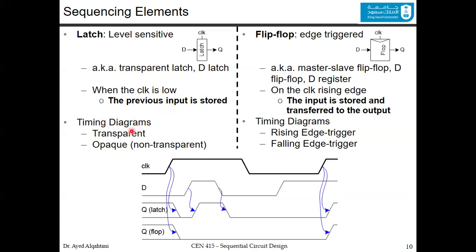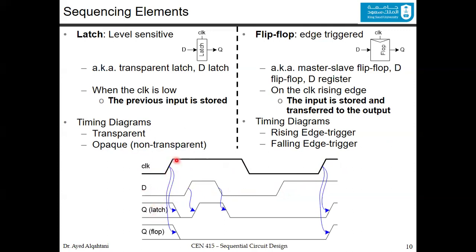In the timing diagram, we call two states the transparent state and the opaque or non-transparent state. For example, if you have the clock low and then high and then low and then high, and you have a certain input like this, goes low and high. Now in the latch, if the clock is low, you are storing the previous value. If it is 0, you store 0. If it is 1, then you keep storing 1.